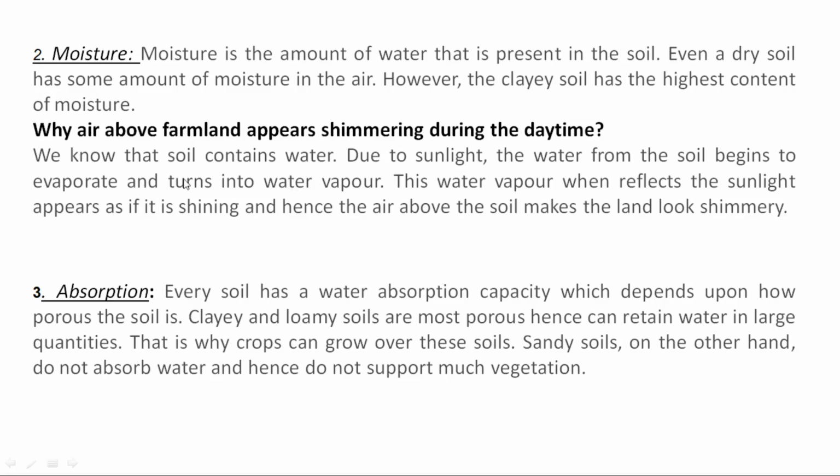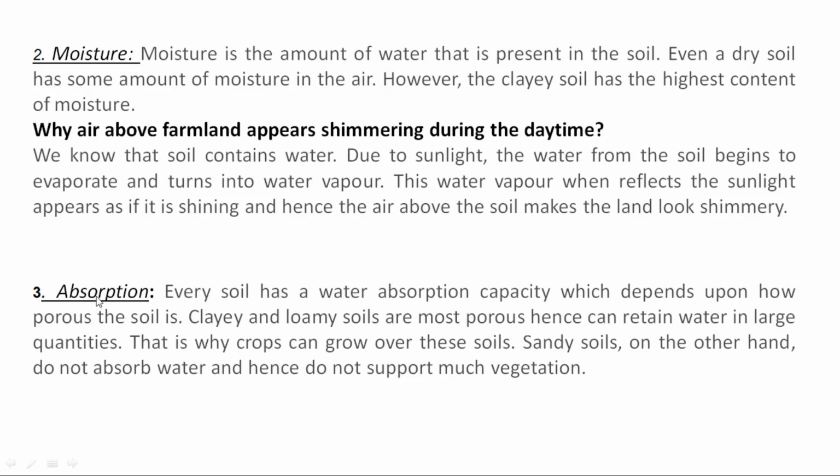Why? Because we know soil contains water. Due to sunlight, the water from the soil begins to evaporate and turns into water vapor, and this water vapor will go up. When this water vapor reflects the sunlight, it appears as if it is shining. Hence, the air above the soil makes the land look shimmery, meaning something is moving there.